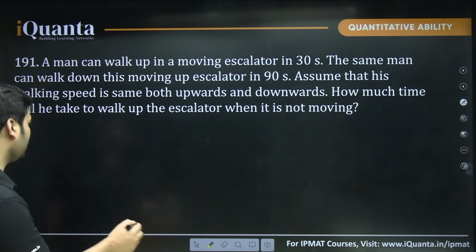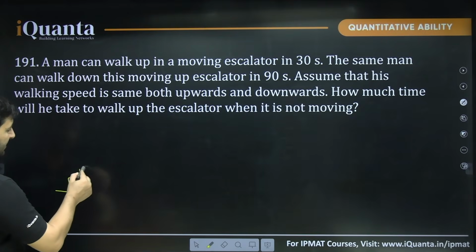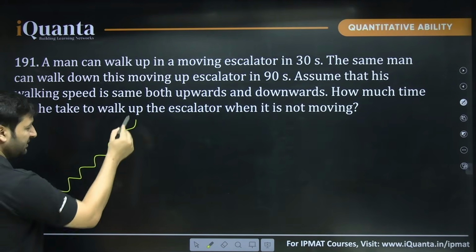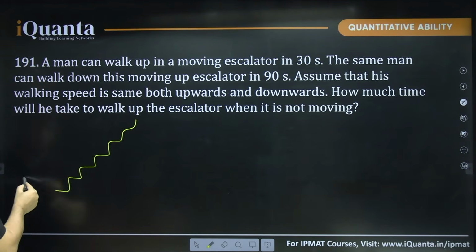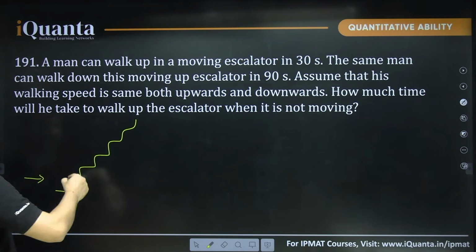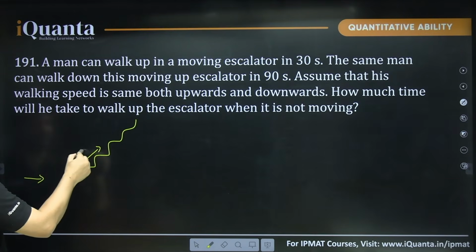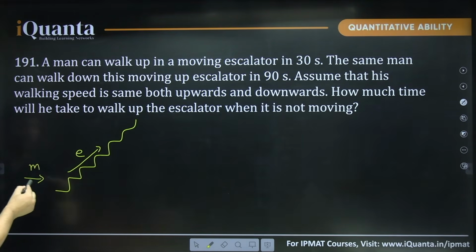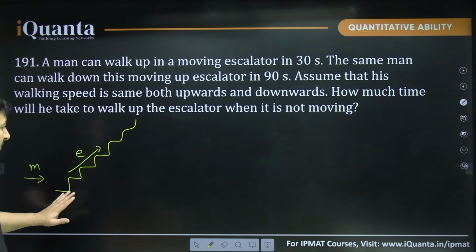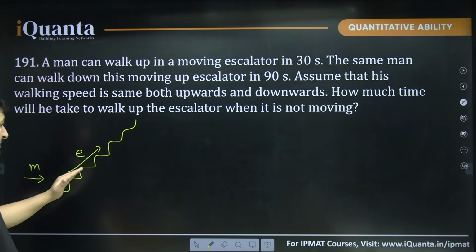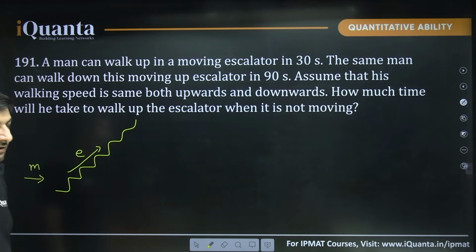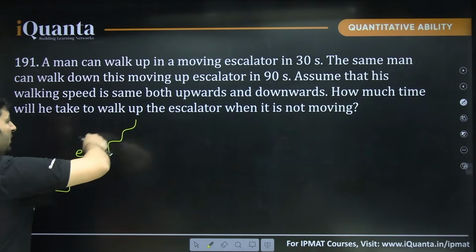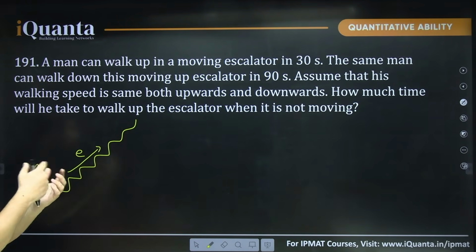Let me just explain how an escalator works. You have gone to malls, metro stations and all, right? You have your own walking speed and there is a speed at which the escalator is moving. So let the speed of the escalator be e, your speed is m, you are the man. If the escalator is not moving, you go at a slower pace, you reach very slowly up there. But if the escalator is also moving, you are also running on the escalator, you reach very fast.